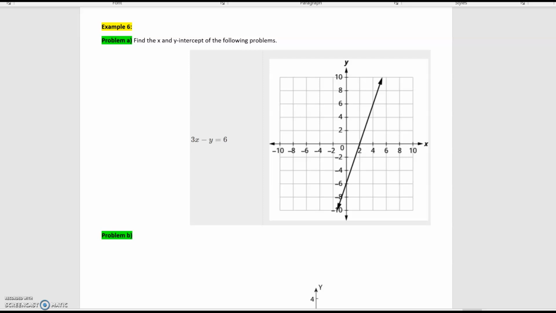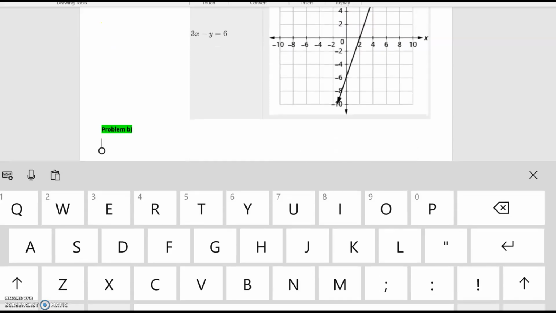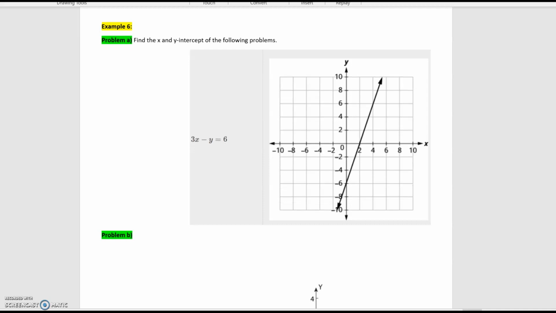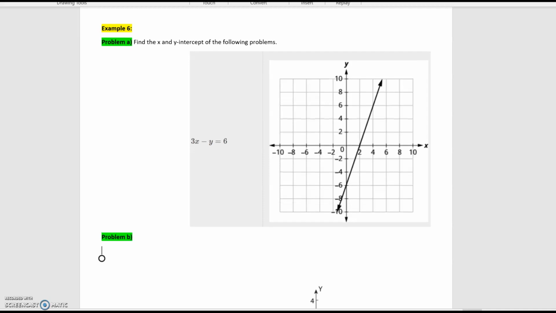Hi class, for these types of examples we're going to be graphing lines, but we're also going to be looking at specific coordinate points, which happen to be, in this case, the intercepts. So we're going to be looking at those values, and on the first problem, problem A, they want us to find the x and the y intercept of the problems.